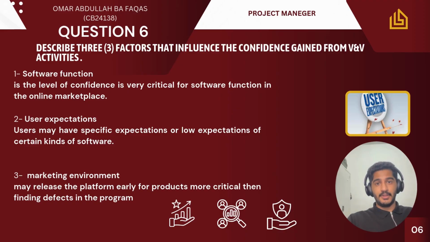Hello, my name is Omar Abdullah Bafakas, Matric ID CP24138, Project Manager, to discuss question number 6. Describe three factors that influence the confidence chain from verification and validation activities. Number 1, software function. The level of confidence is very crucial for software function in the online marketplace. And Mudah.my has a lot of functionalities that are considered very crucial, like the search engine. As a project manager, I will give high priority to this function during the verification and validation process to prevent errors.